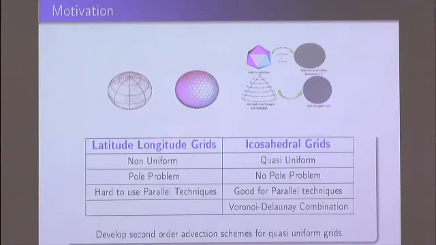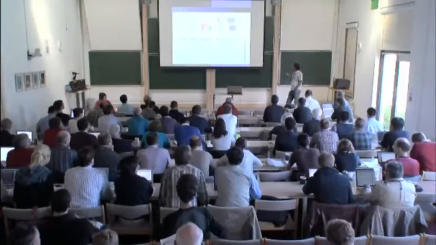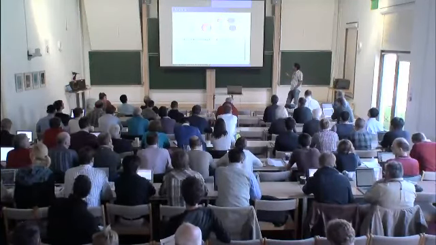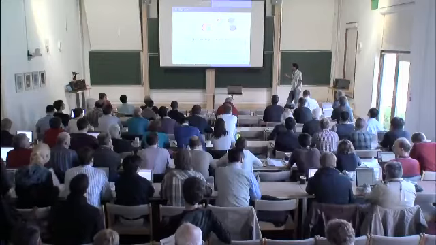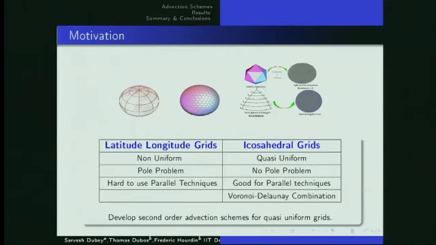There is also a choice of which type of grid you want to use, because we can either use the Voronoi type of grid, or we can use the Delaunay triangulation. And this is why we are using these icosahedral grids to develop advection schemes. But the schemes are not grid specific, and any grid can be used with these advection schemes.